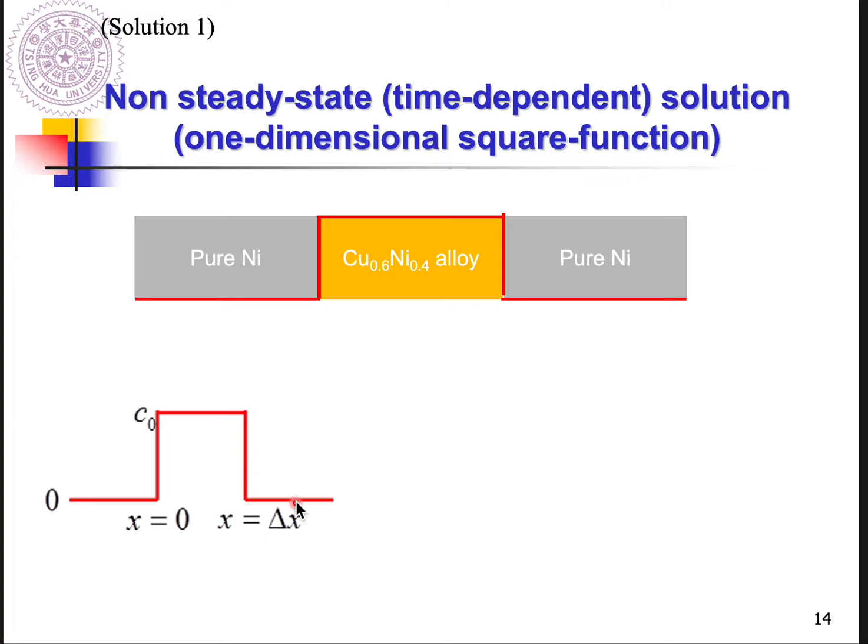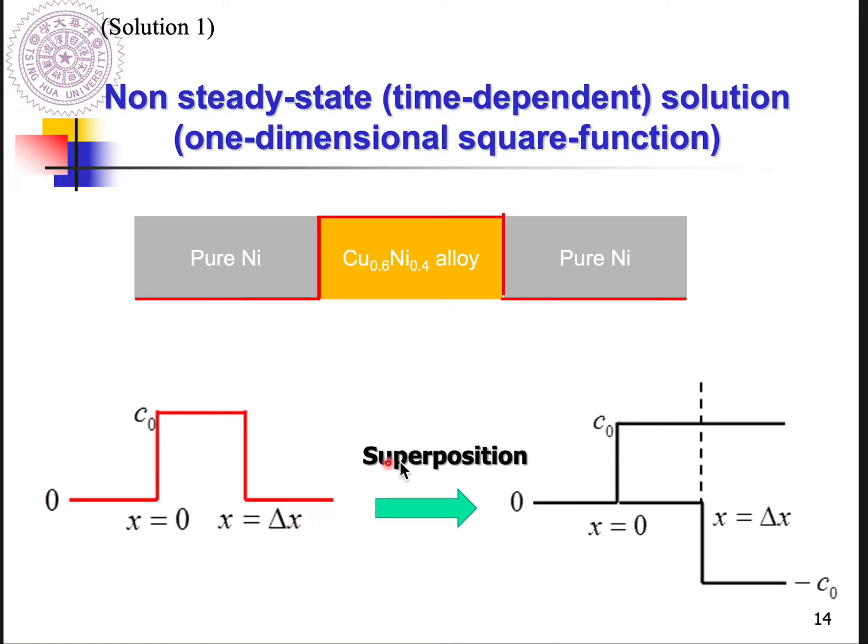So you may think about this: is it possible to sum up two step functions to get this square function? If we can sum them up, then we can also sum the solutions up, and we can get the solutions for this square function. The story is something like this. So we find that actually you can superpose two step functions to get this one-dimensional square function.